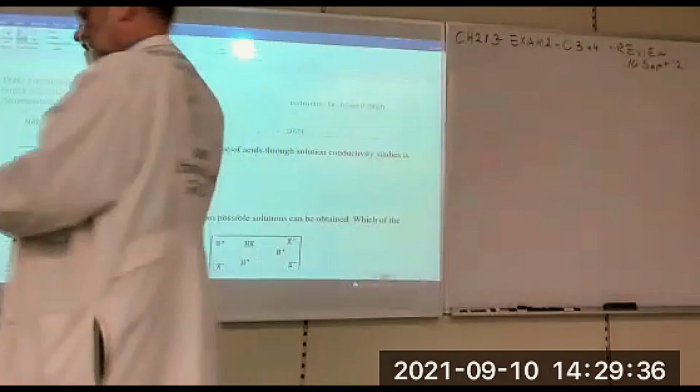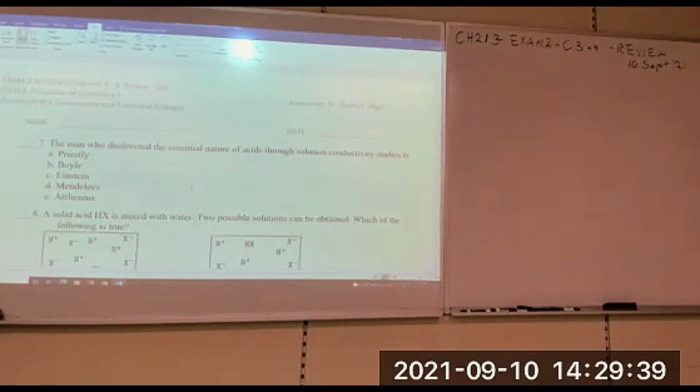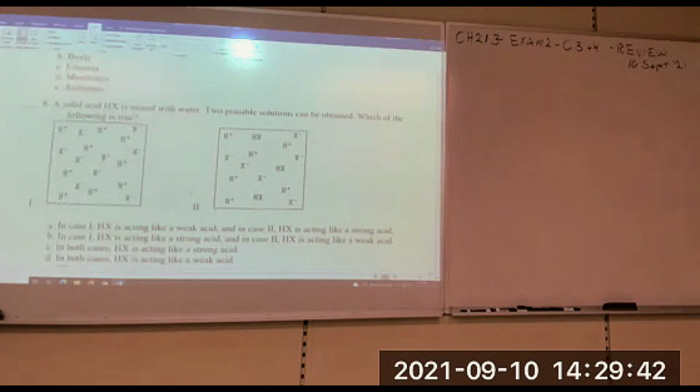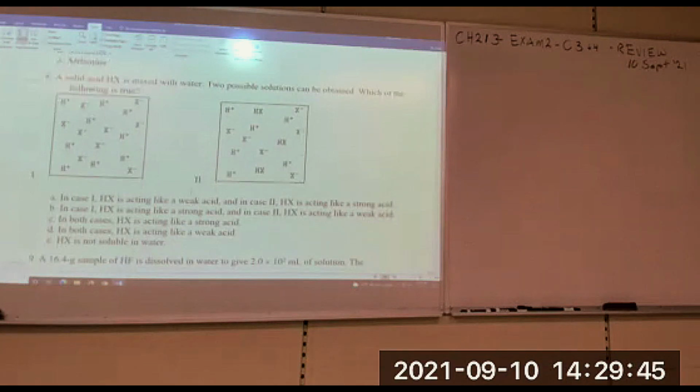Let's see. A solid acid HX is mixed with water. Two possible solutions can be obtained. Which of the following is true? In case one, HX is acting like a weak acid. No, because it's completely dissociated, correct? The weak acid is 2. B, in case 1, HX is acting like a strong acid. Yes. Case 2, HX, weak acid. Yes, that's true. And then you can't have both cases the same. HX is not soluble. Well, it is soluble. Okay, so B is the only one that works.